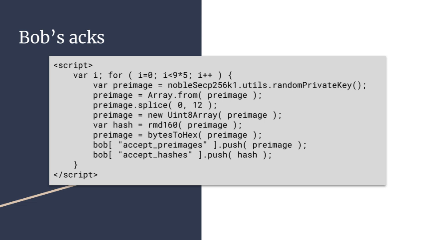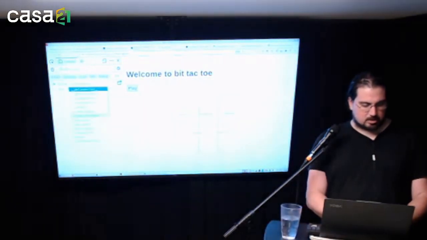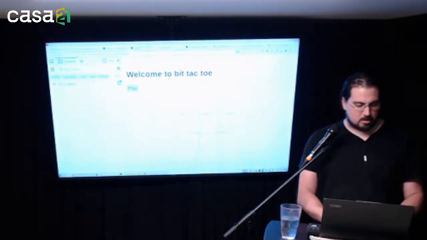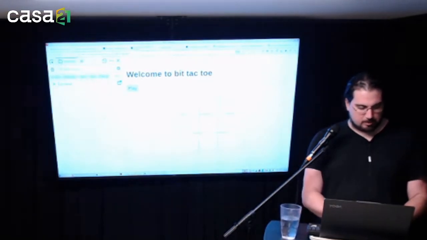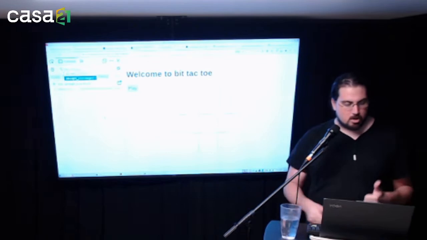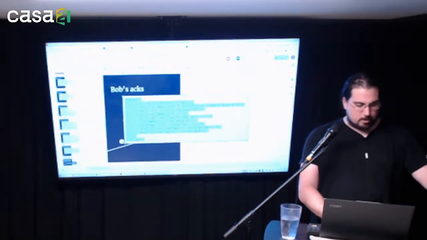Save. Let's go back and refresh our code, make sure there are no errors. That's good. And now Alice's accept preimages and accept hashes should both have things in them. Similarly for Bob, accept preimages should now have 45 hashes, 45 preimages, and he does. So we're good. No errors so far. Everybody with me? Cool.